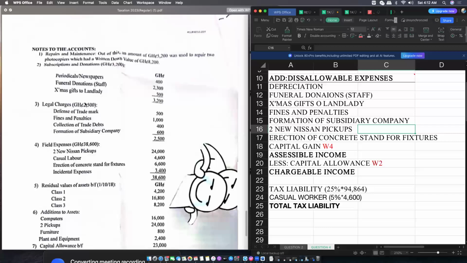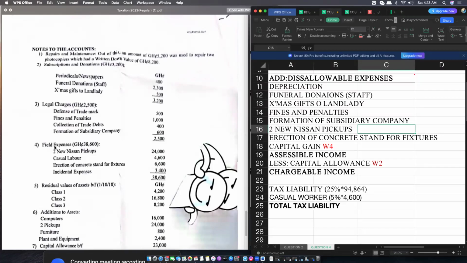Legal charges, 2,500. Defense of trademark, 500. Are you bringing it? Fines and penalties, 1,000. We are adding back. Collection of trade debts, we are ignoring. Formation of a subsidiary company, add back.